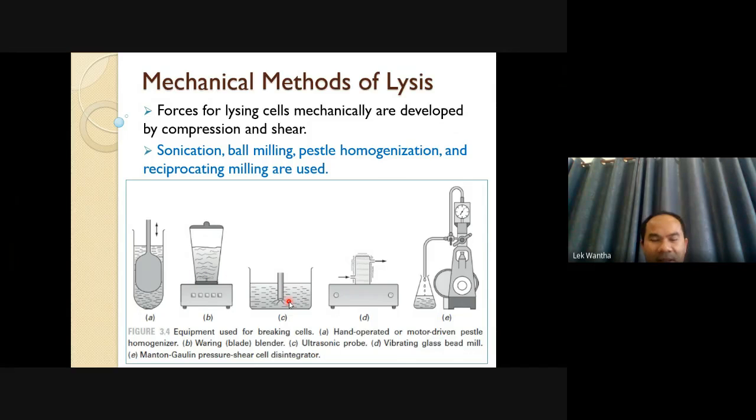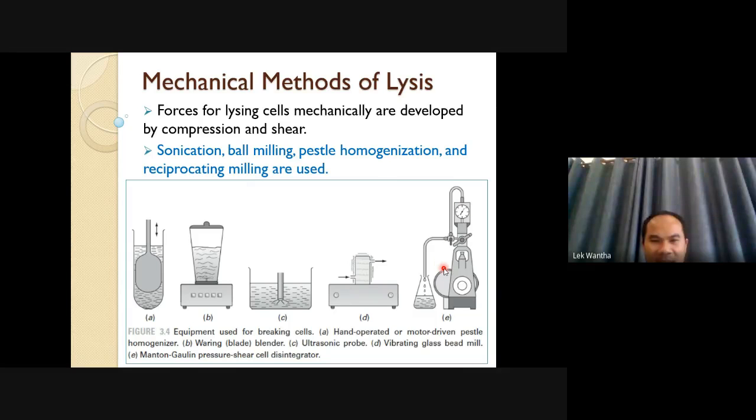And then we use ultrasonic, and the ultrasonic will break the cell also. For this case, we use vibrating glass beads. We have the glass beads inside this reactor, and then we vibrate. And the last one is we use the pressure cell. We use the shear state. I will show more detail in the next slide.